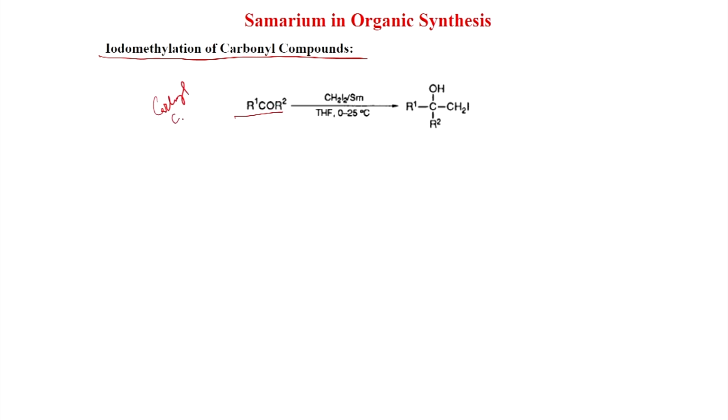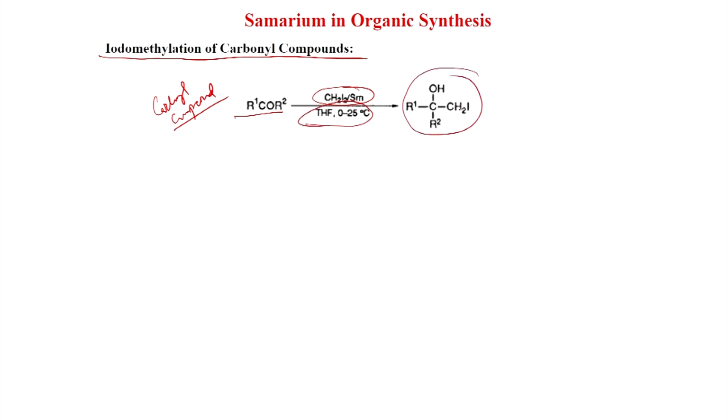Now, we will discuss another reaction, that is iodomethylation of carbonyl compound. So, with the same reagent we will see what happens with carbonyl compound. Now, if you have a carbonyl compound R1COR2 with CH2I2, samarium, THF, 0 to 25 degree centigrade, you get this compound.